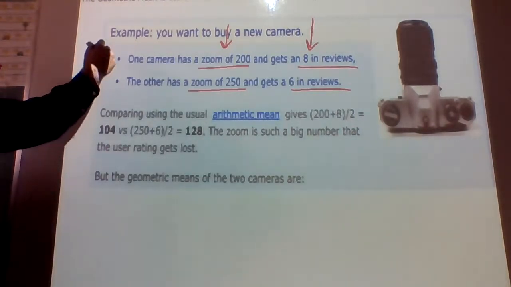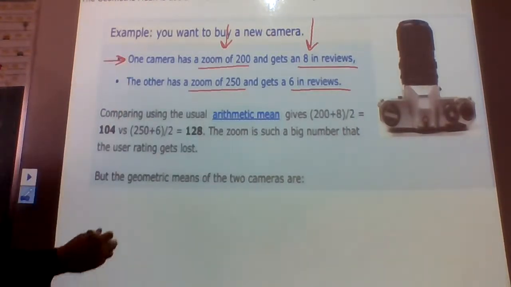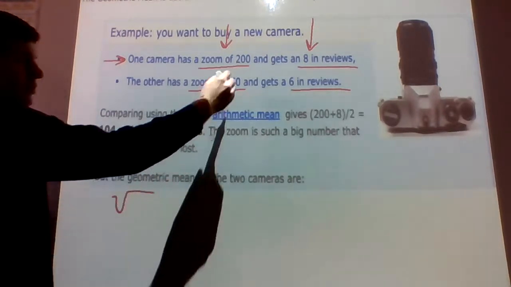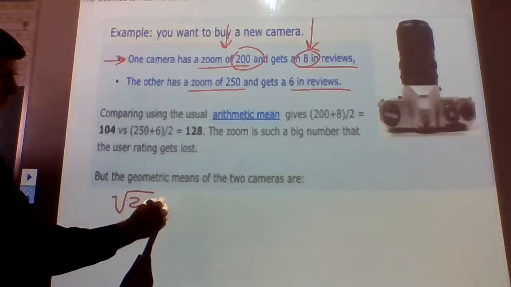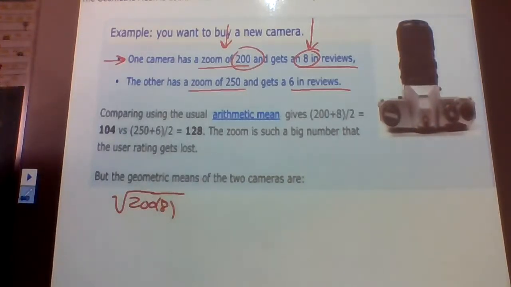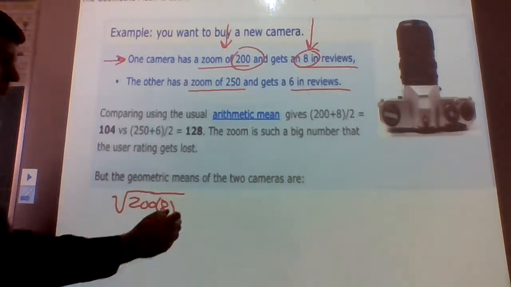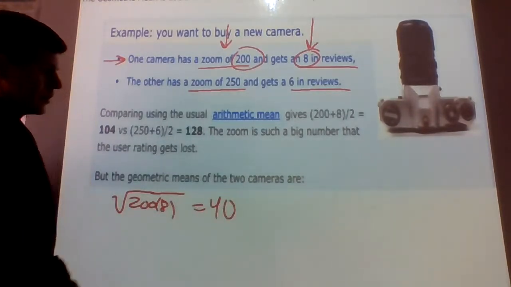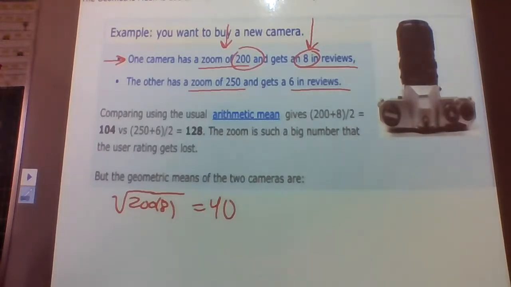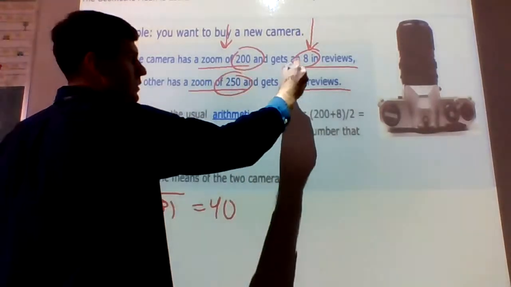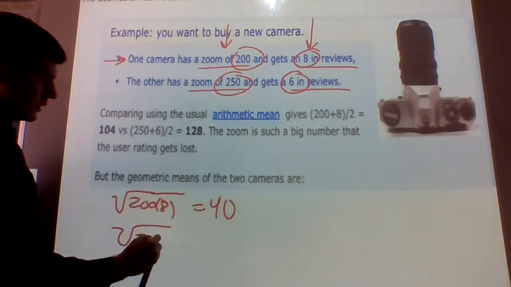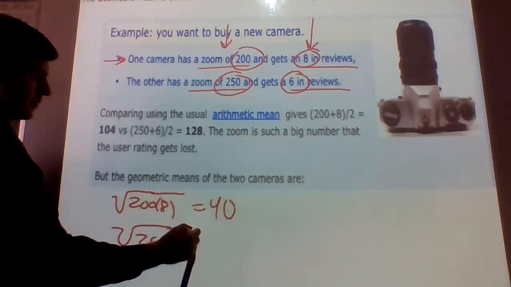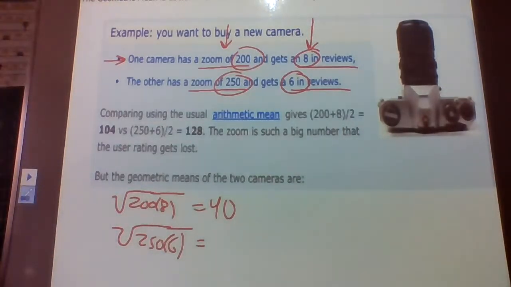So to find the geometric mean, we're going to have, again, square root, because there's two values, 200 and 8. So we're going to have the square root of 200 times 8. That's going to be 1,600, so it's going to be 40. Square root of 1,600 is 40. The other one, again, two numbers, 250 and 6. So it's going to be square root, because there's two numbers, 250 times 6. And that is 1,500.